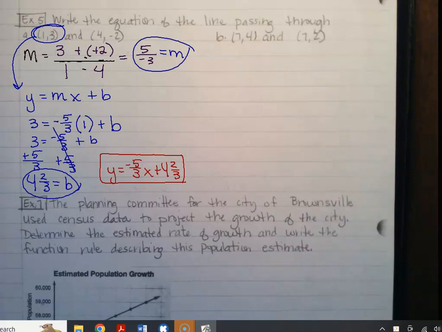All right, so we're going to do the same thing for b, only this time our points are 7, 4, and 7, 2. All right, so Connor, set up how we find the slope.